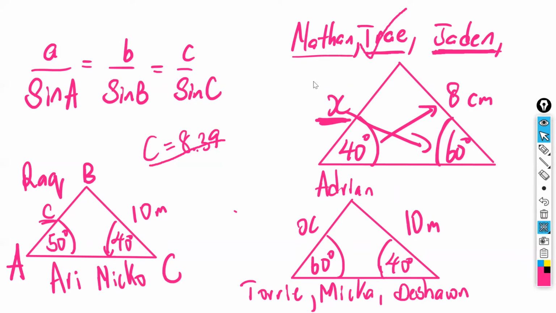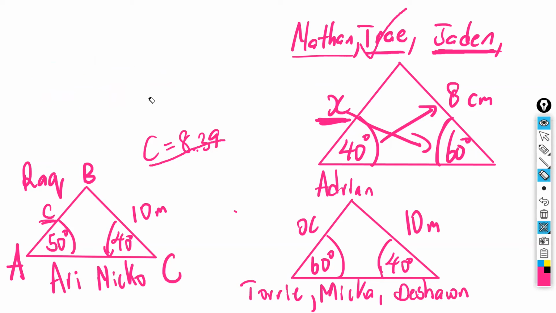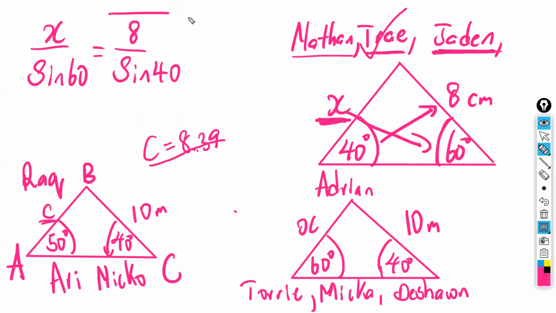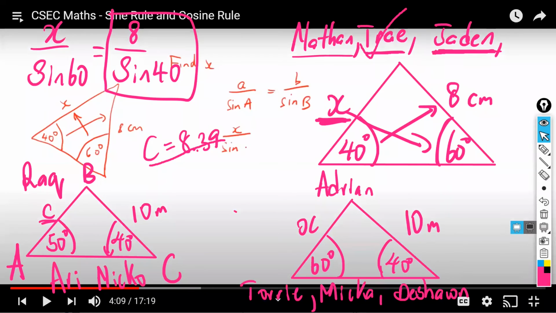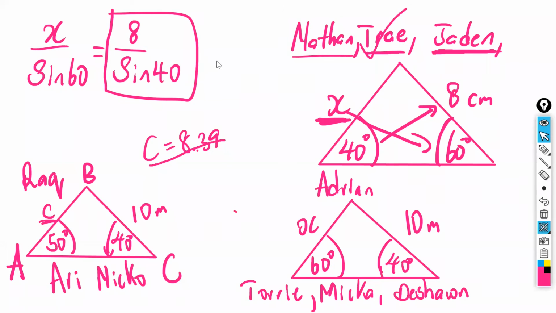All right, so Nathan, let me help you out a bit. Same thing here: x over sine 60 is equal to 8 over sine 40, right? Nathan, find this for me: 8 divided by sine 40. Find that first and tell me what that is. Sorry, I don't know what to do. All right, 12.4. Now multiply 12.4 by sine 60.